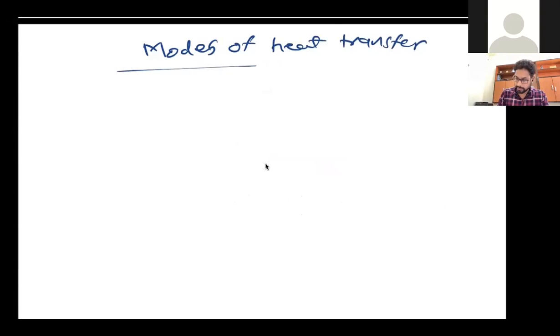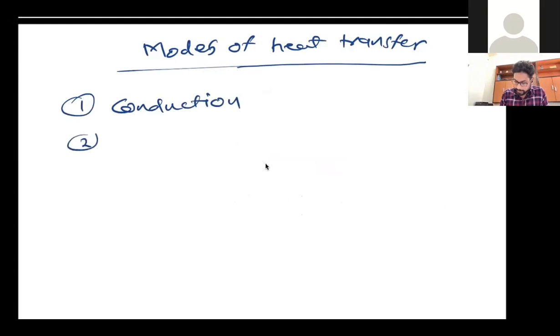You might have already realized I do not have very good handwriting, so you will have to bear with that. But I'll try to do my best to write it clearly. Okay, so different modes of heat transfer. First one is conduction, right? And then the second one is convection, and the third one is radiation.